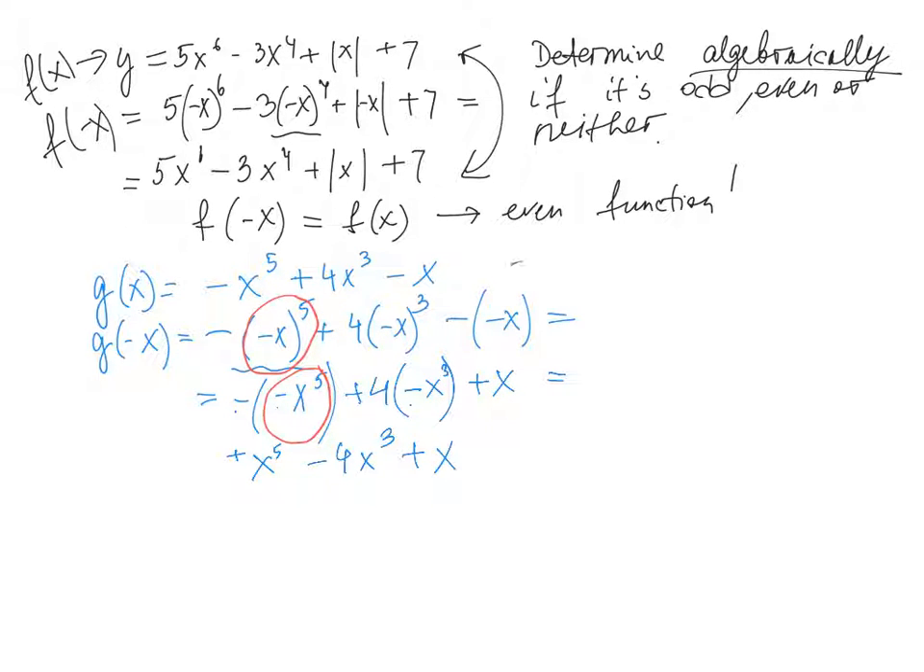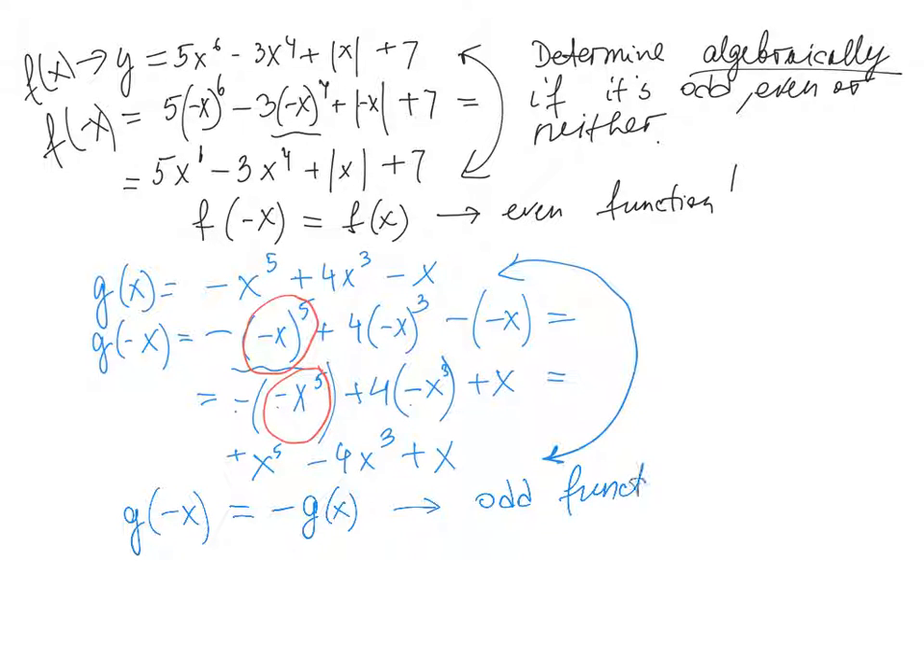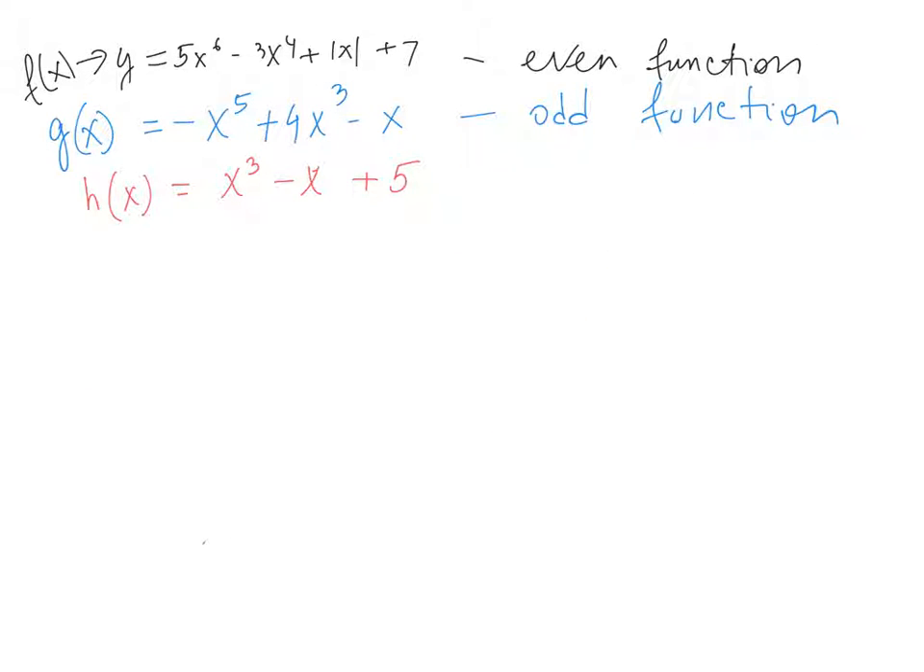So let's compare g of x and g of minus x. The first term becomes opposite. The second term is opposite. The third term is opposite. So what we found is that g of minus x is completely opposite to g of x. That tells us that it's an odd function. I'm going to preserve our results and look at one more example quickly.